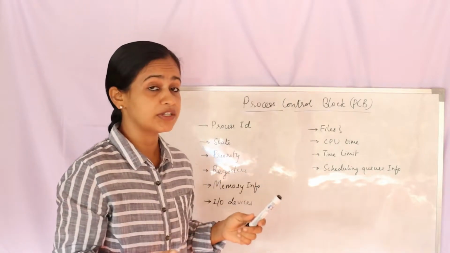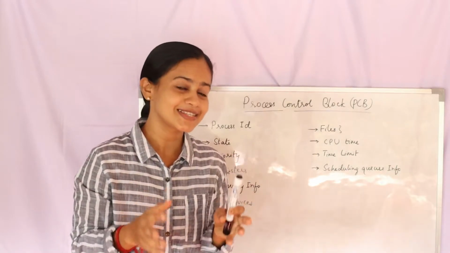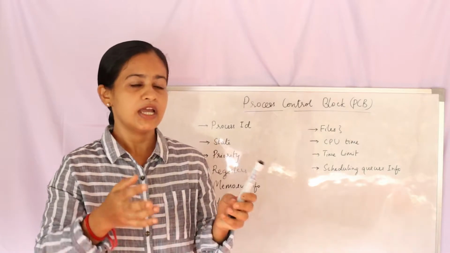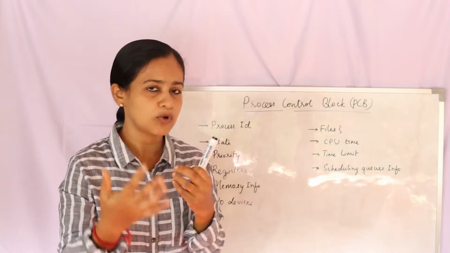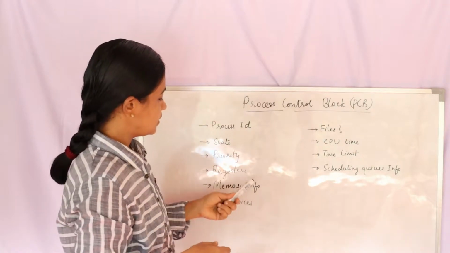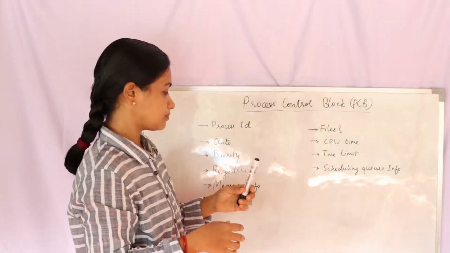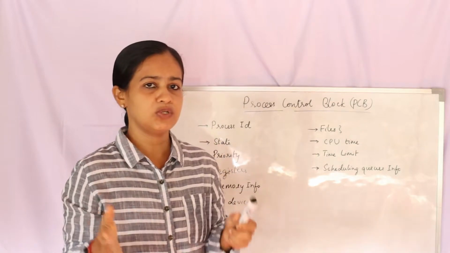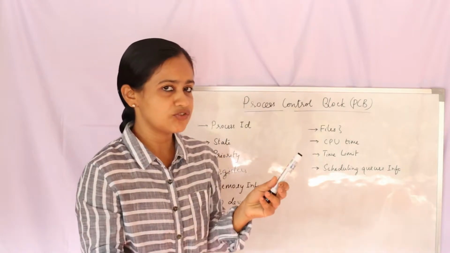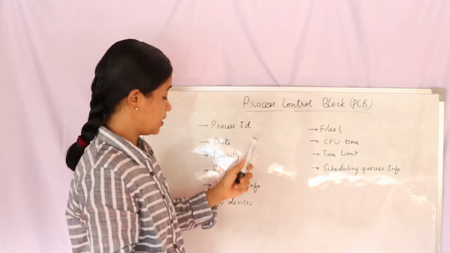Then we have the priority. Whenever a process is created, a default priority is associated with that. During the course of a process, this priority keeps changing. Then we have registers. It can be program counter value or it can be processor status register. All those various register values are present here.